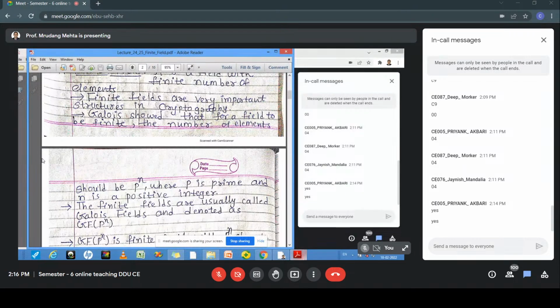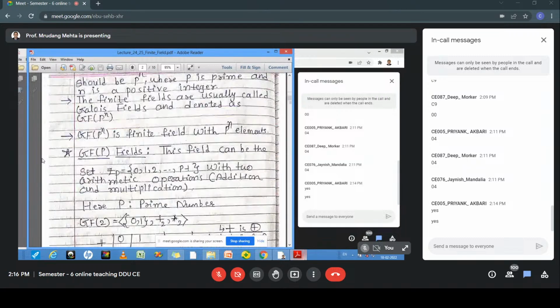If we want a finite field, then the number of elements should be p raised to n, where p is a prime and n is some positive number. The finite fields are usually called Galois fields and denoted as GF(p^n).